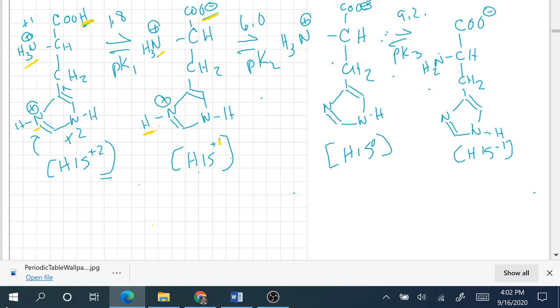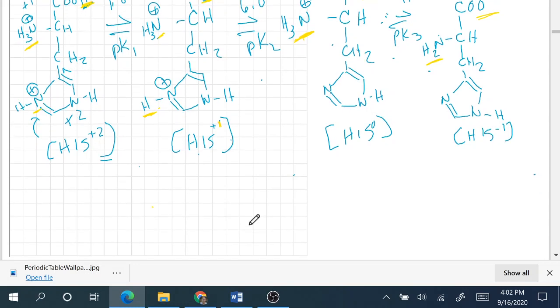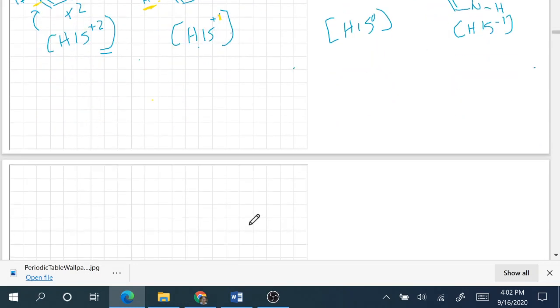So that's the species after we've lost that one. At our second equivalence point is going to be a +1 here, -1 here. So that's going to be our isoelectric species. Then at the pK3, which is 9.2, we're going to be losing that NH3+, and that's going to leave us with just one negatively charged species. That's going to be His -1. So if we wanted to draw a quick titration curve, we could.